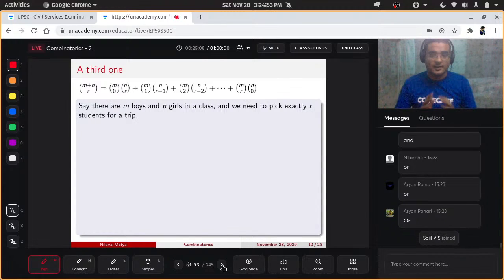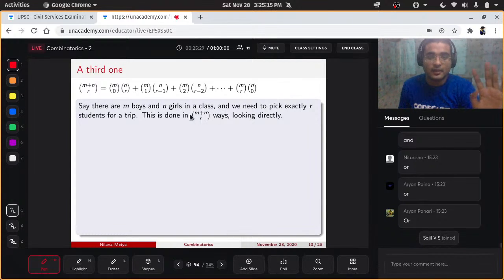Now I'm considering a situation where you have a class of students, there are m boys and n girls in the class, and we need to pick exactly r students for a trip. Maybe the school is taking them for a trip. This is directly done in m plus n choose r ways, because we just need r students and there is no restriction.